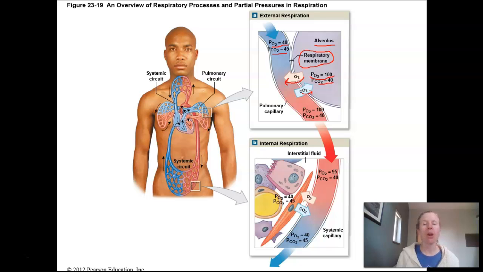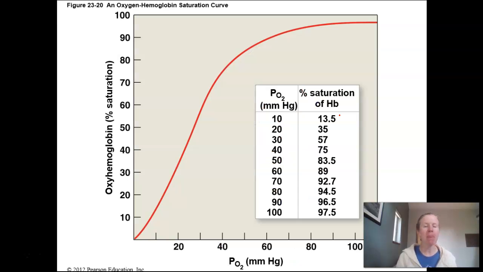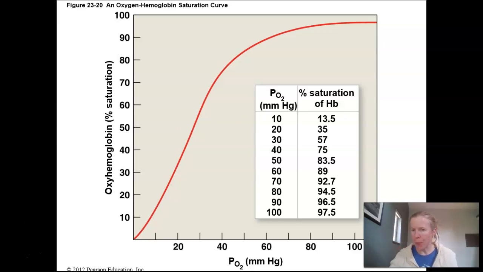Okay, so then what we need to look at is kind of what this arrow is showing us, right? The transport. Okay, so our third and final step then of that external respiration is really how we're carrying, transporting these gases through the blood. So oxygen is carried by hemoglobin, right? Oxygen reversibly binds to hemoglobin. I have reversibly underlined, right?